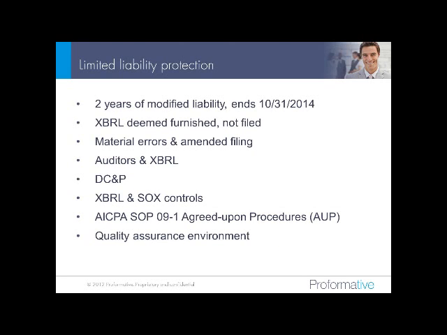So we have limited liability protection until October 31st, 2014. What does it mean when limited liability expires? At a minimum, you should have disclosure controls and processes in place on the XBRL creation process. So what is disclosure control and process? The best practice is to have a compliance and a technical checklist to provide the evidence of your due diligence, regardless of whether you perform your tagging in-house or outsourced.